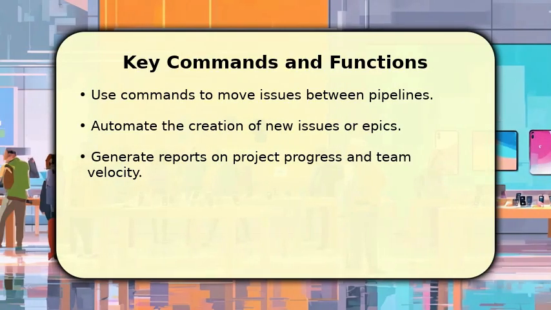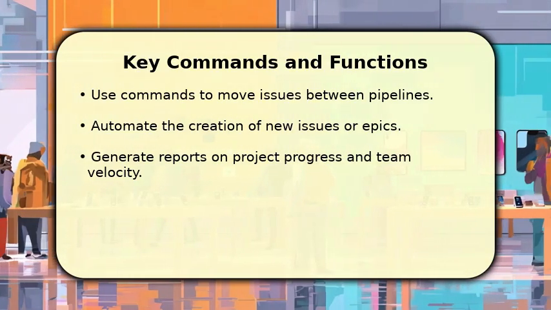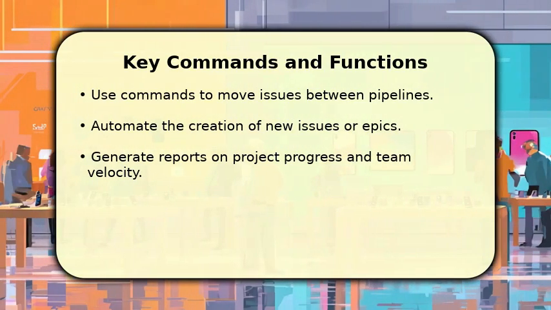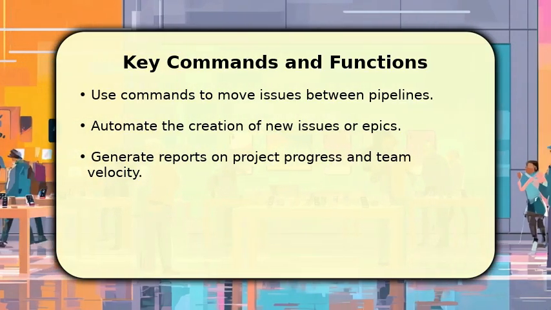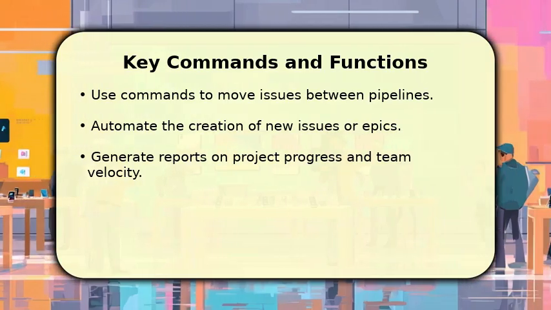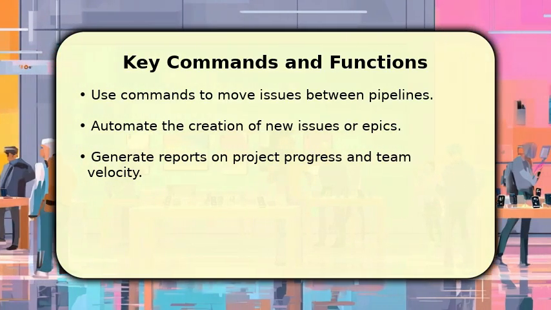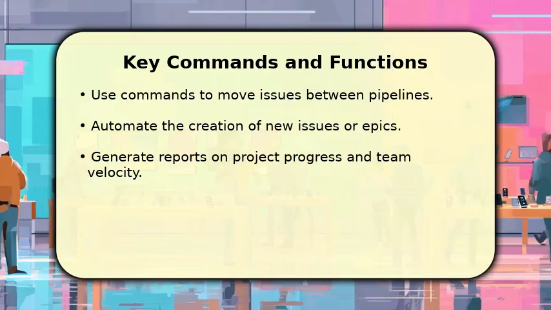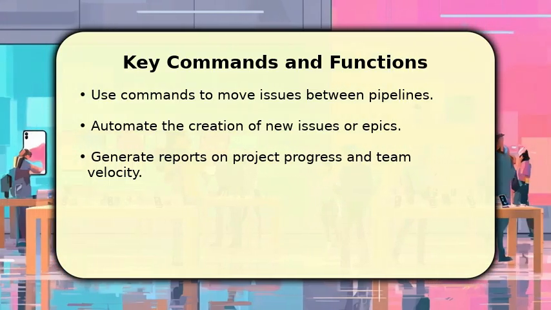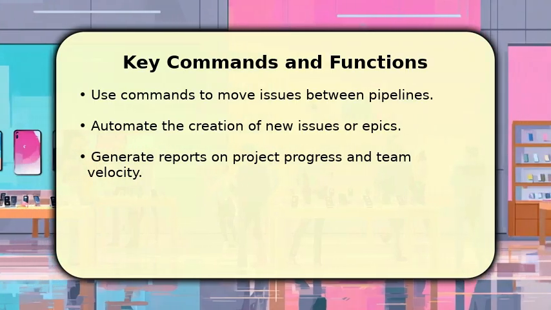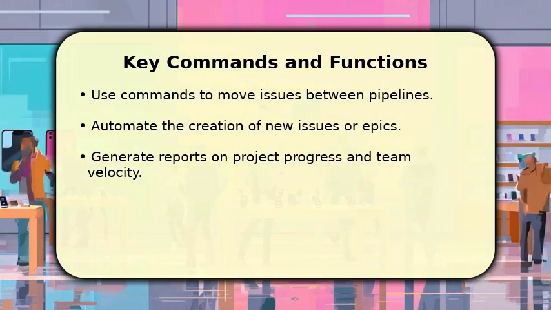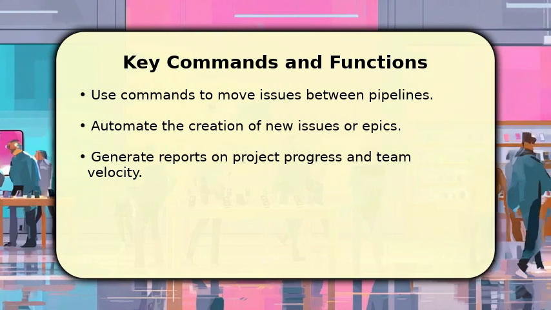ZenHub Script offers a range of powerful commands to manage your projects. You can effortlessly move issues between pipelines with a single command, or automate the creation of new issues and epics, saving precious clicks. Furthermore, it can generate insightful reports on project progress, team velocity, and burndown charts, providing valuable data for your daily stand-ups and sprint reviews. These functions significantly enhance your project oversight.